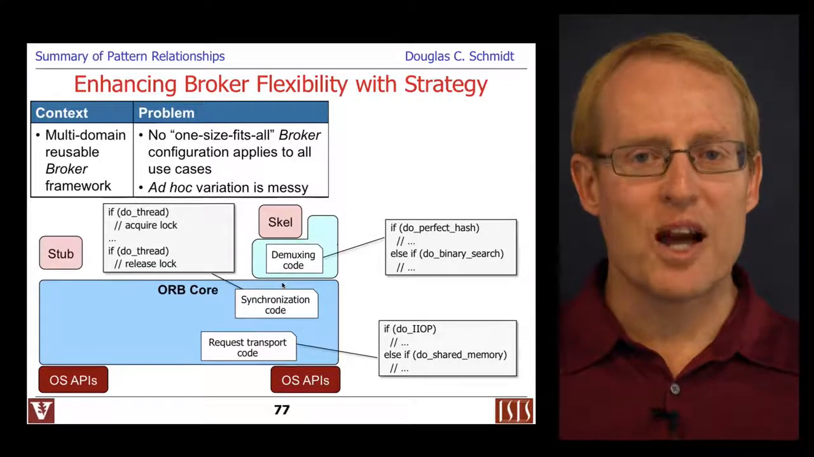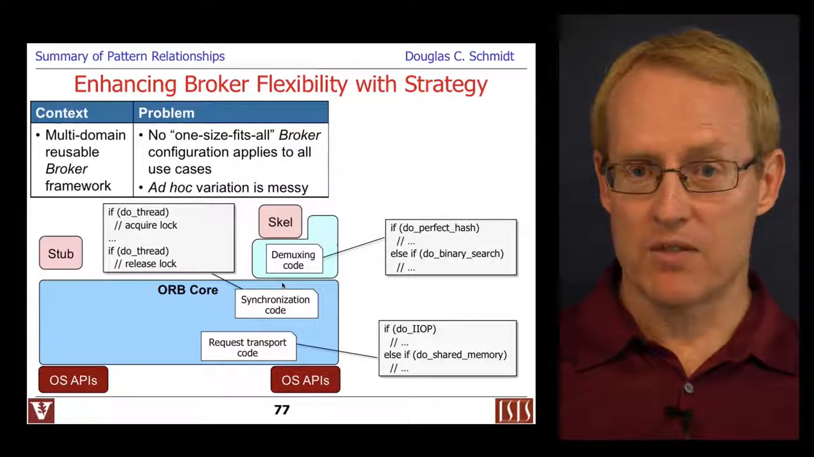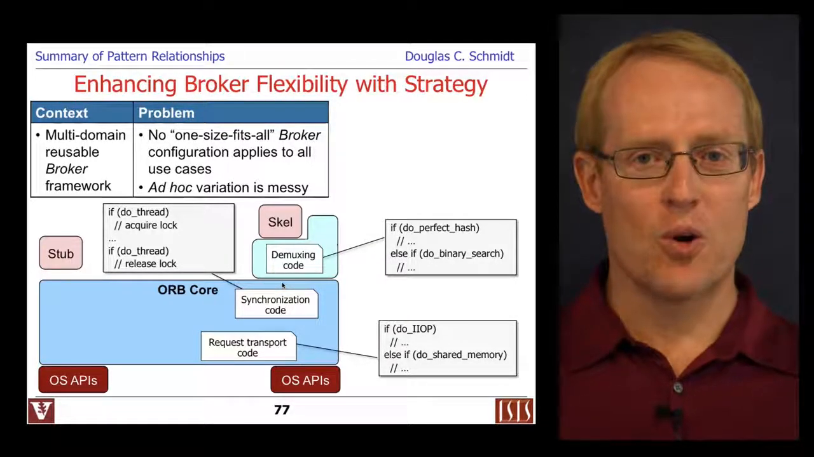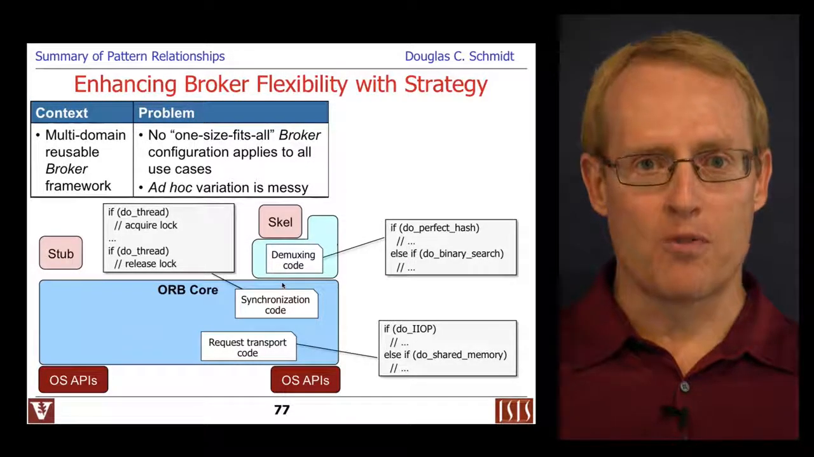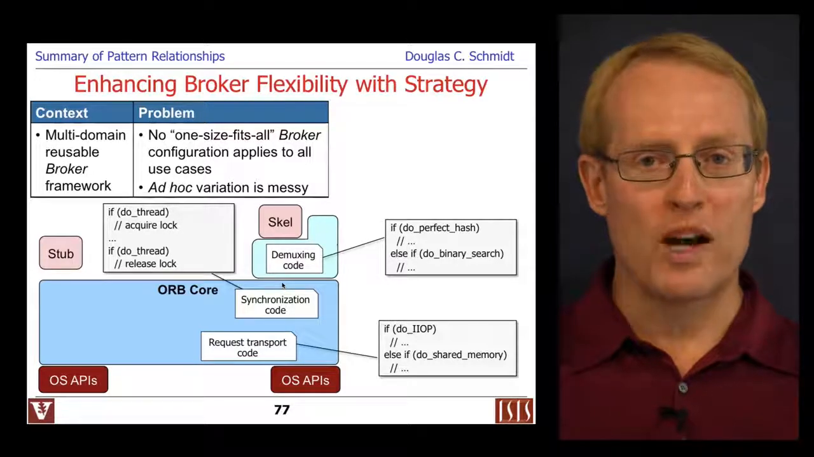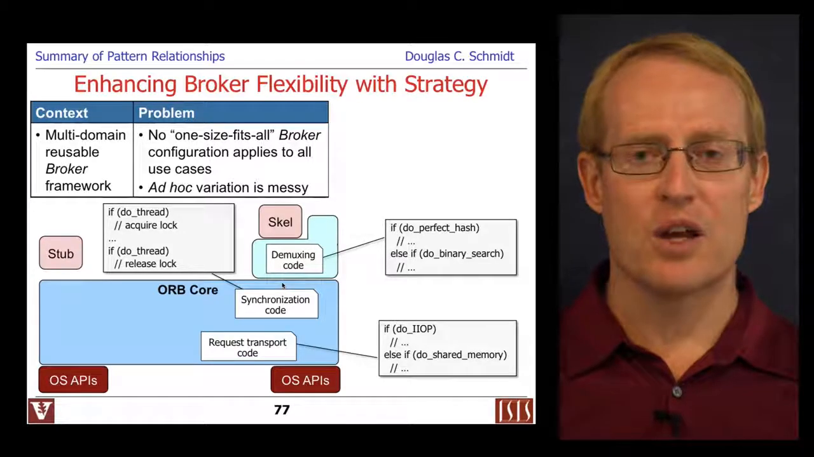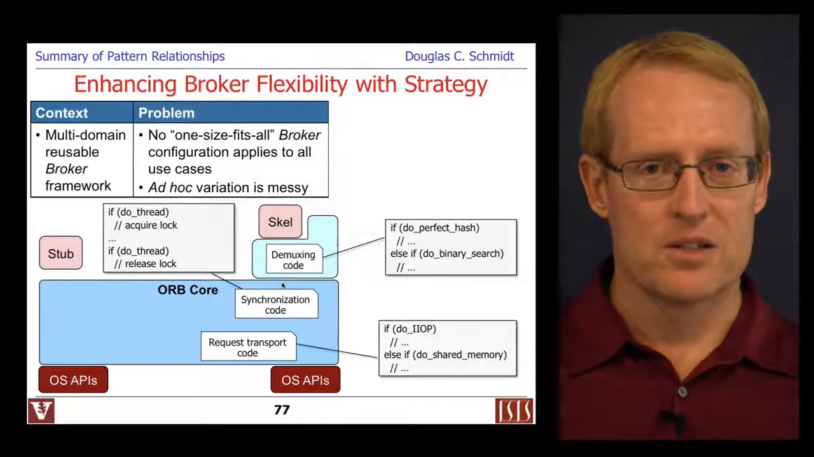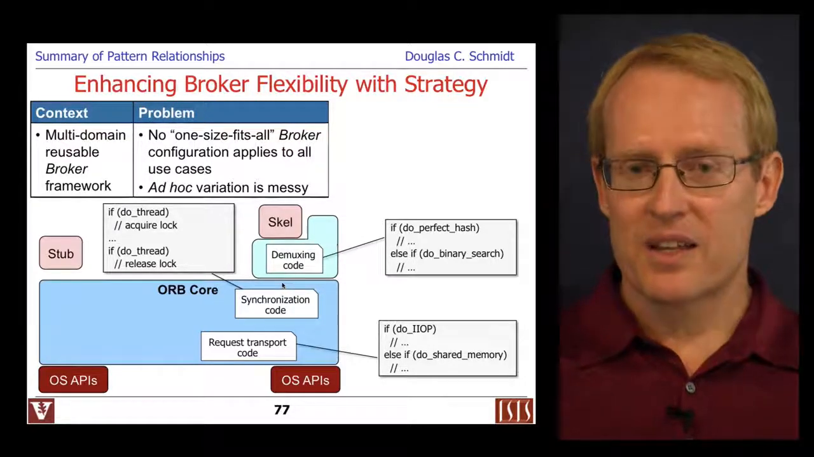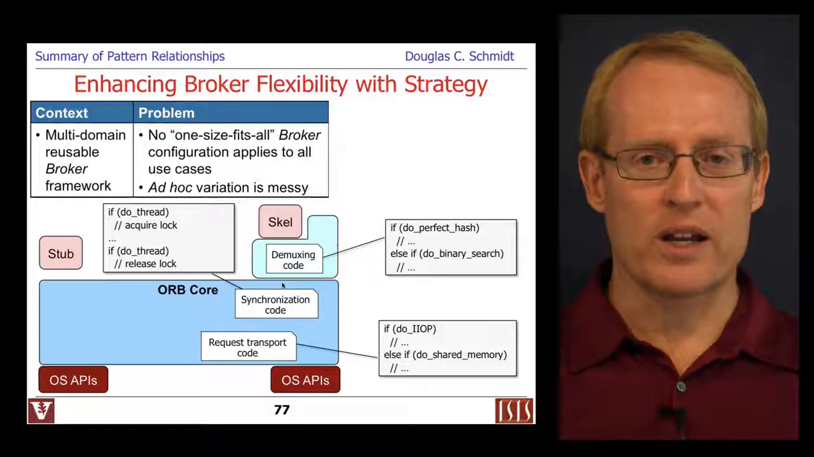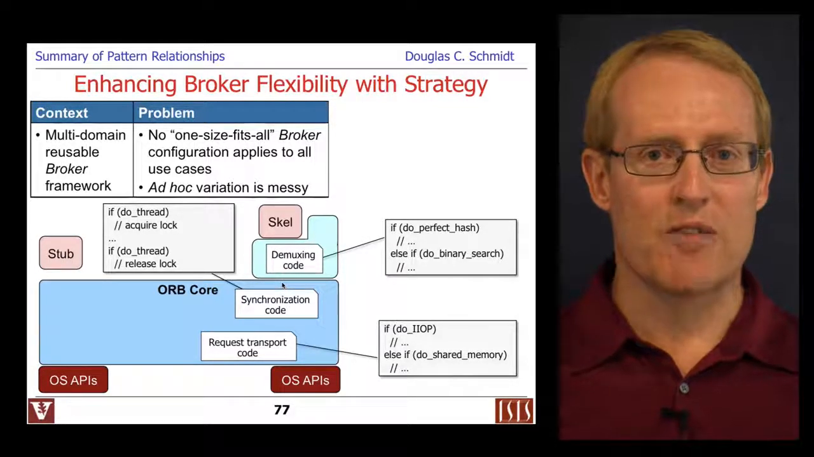So here's the context. When we built our middleware, when we built the implementation of the broker pattern that was based on CORBA, we were very insistent on making it work for a number of different domains. We didn't want it to just work for avionics. We didn't want it to just work for telecommunications. We didn't want it to just work for medical systems, all of which we were working on with various sponsors. And by providing a framework for broker that would work in different domains, it allowed us to get a greater number of users of the software that we were developing.